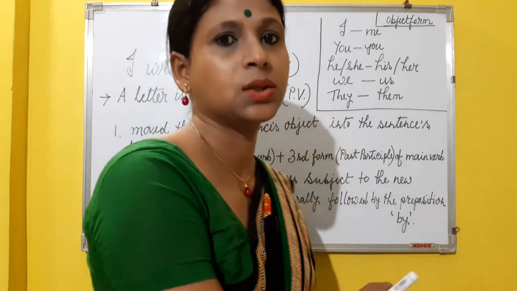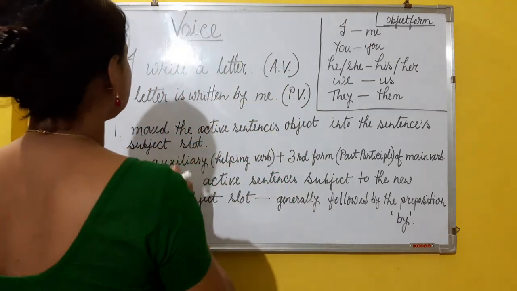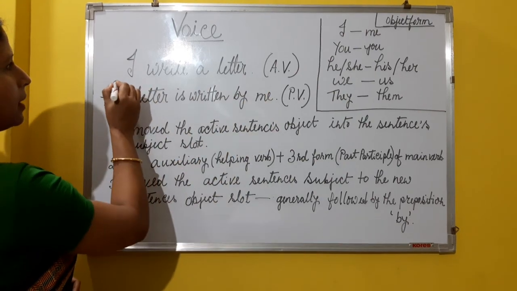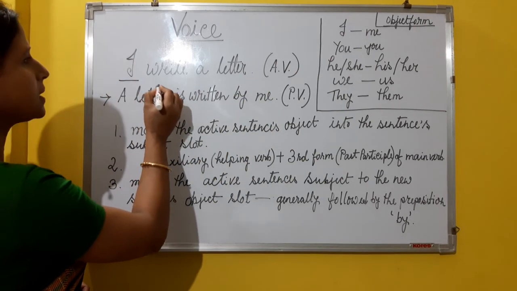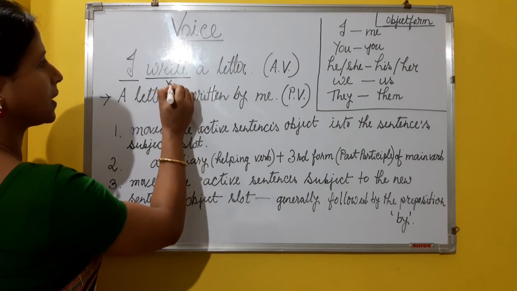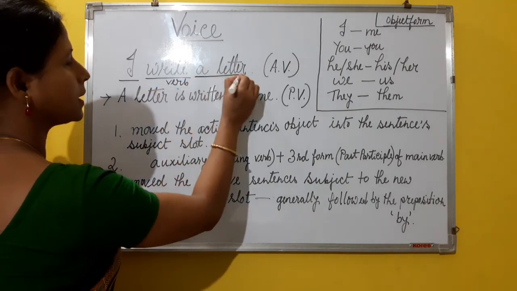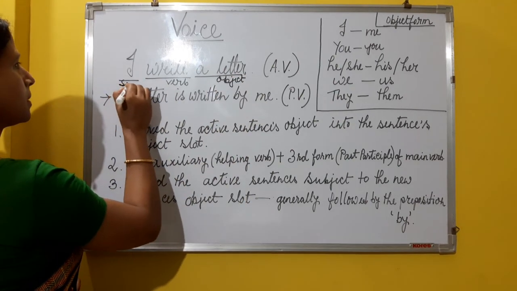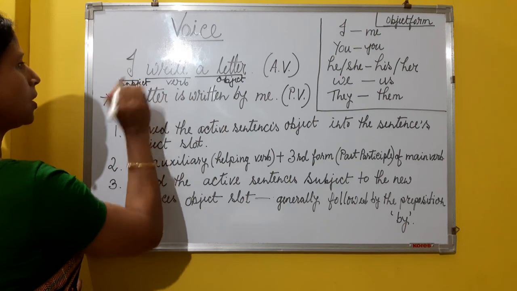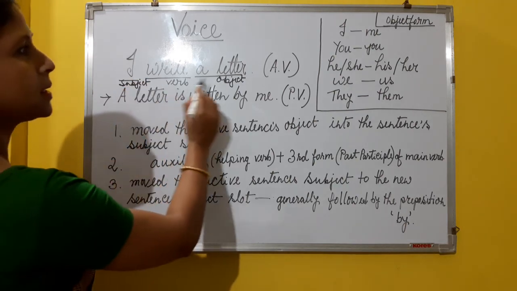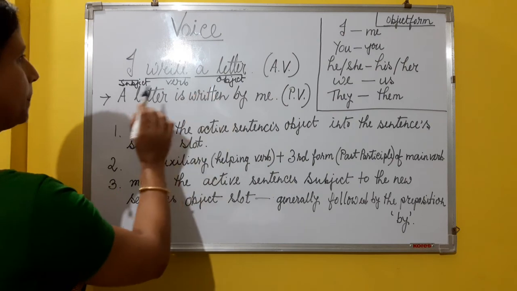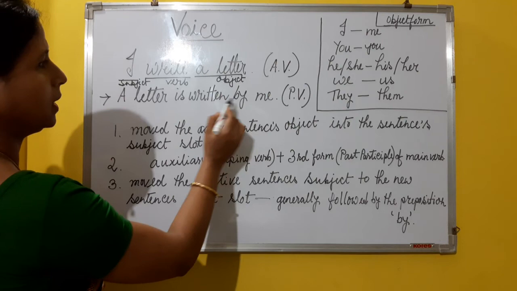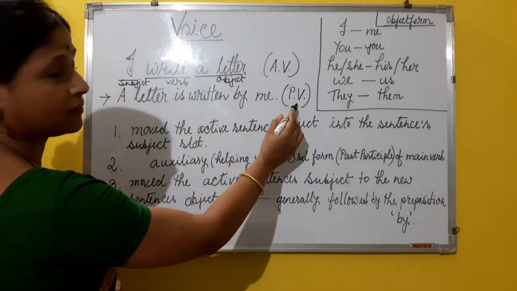Now look at these two sentences. I write a letter. I is the subject, write is the verb, and a letter is the object. Subject, verb, object. This is said to be in active voice. But this sentence, a letter is written by me, is said to be in passive voice.